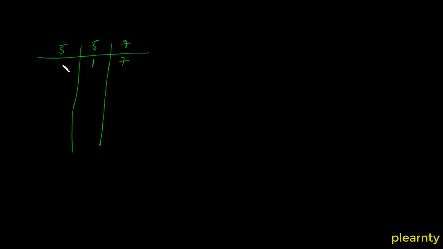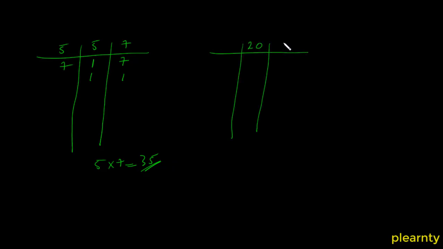So we don't need anything to do with 1 again. We have 7, and 7 itself is a prime number. We just say 7. We have 1, 1. So our lowest common multiple would be the product of everything you have here, which is 5 times 7, and that is 35.